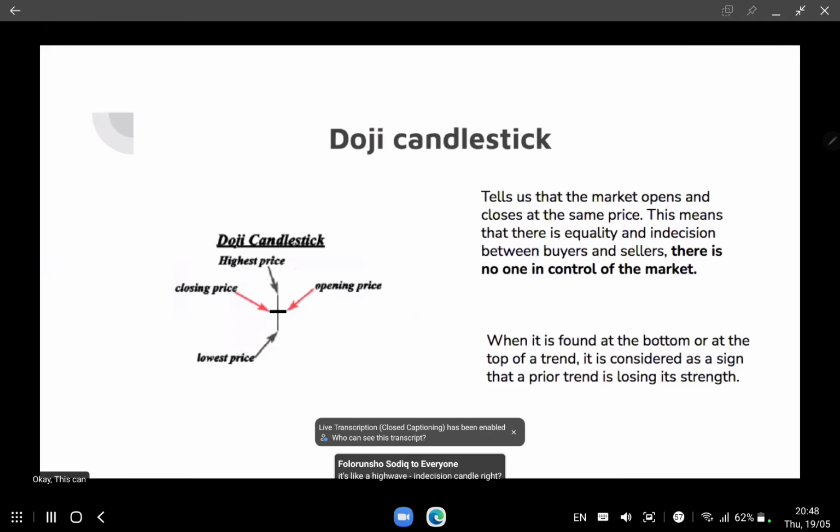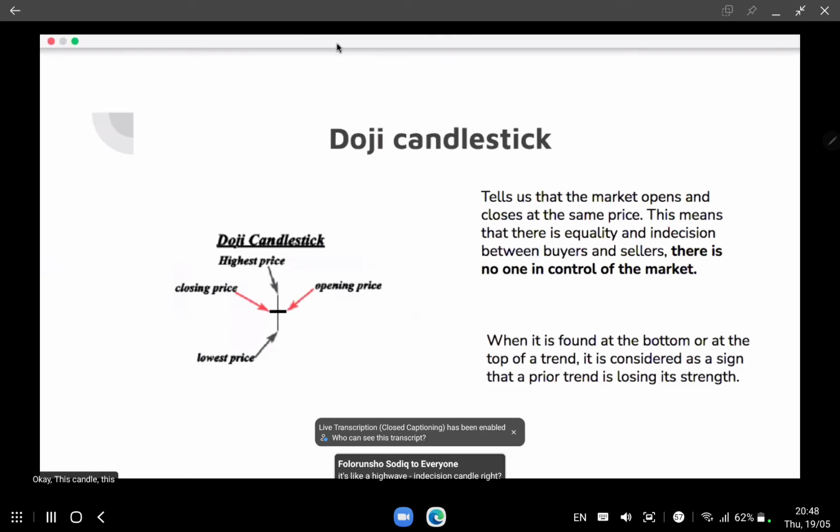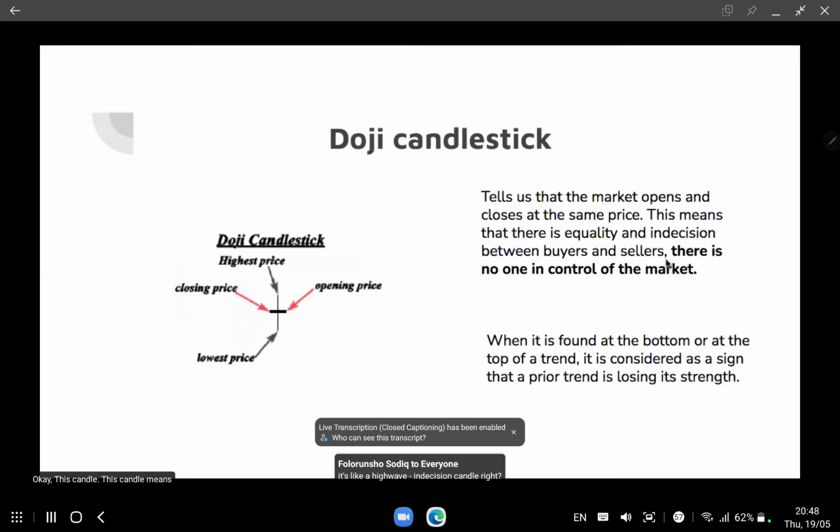This candle means indecision. Indecision. This is not a reversal signal. This is telling you a potential reversal may occur. This is not a reversal.